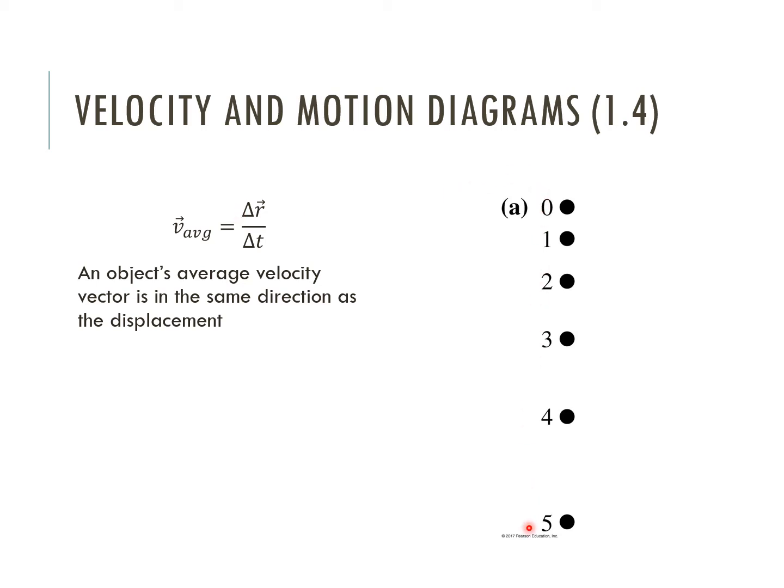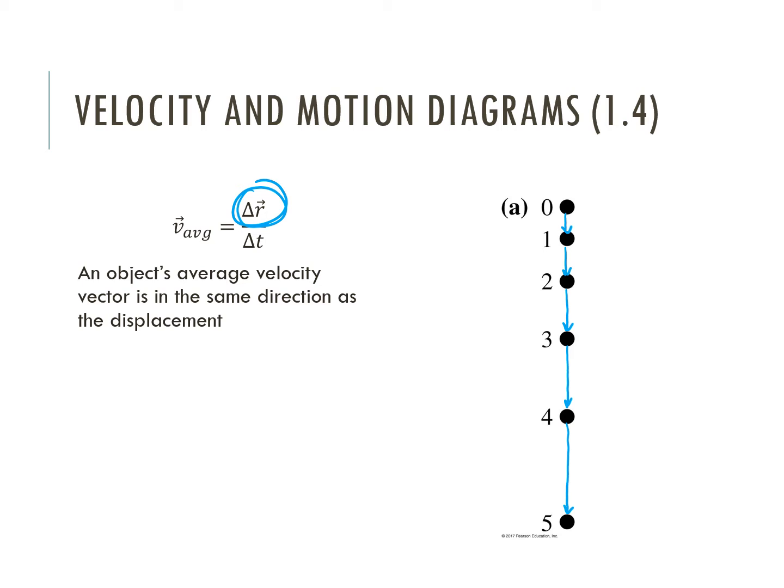So here we just have some sort of motion diagram. We don't know what it is, but we know it's moving in the classically negative y direction. And if we look at the points, it is speeding up because they're getting further apart. So let's first draw in our displacement vectors. So we're just going to connect the points with our lines. Right? We have drawn our displacement vector.